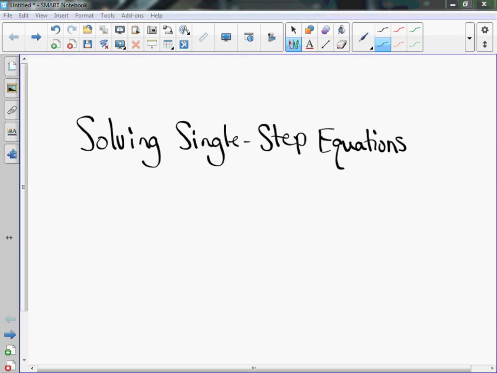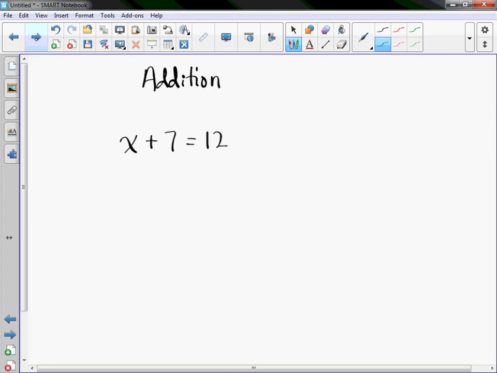Okay, this morning I'm going to show you a lot of different examples of solving single-step equations. So, equations that take one single step in order to solve them. Okay? So start off with one that has addition in it. So we have x plus 7 equals 12.